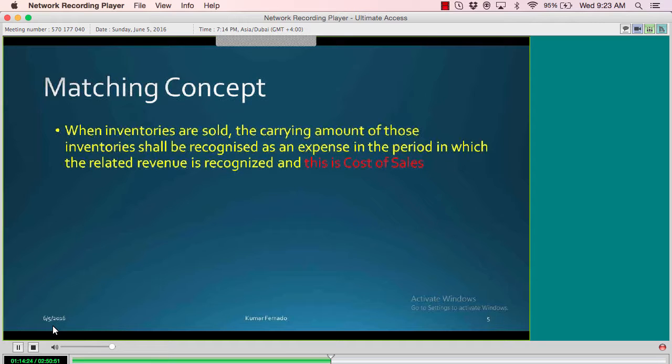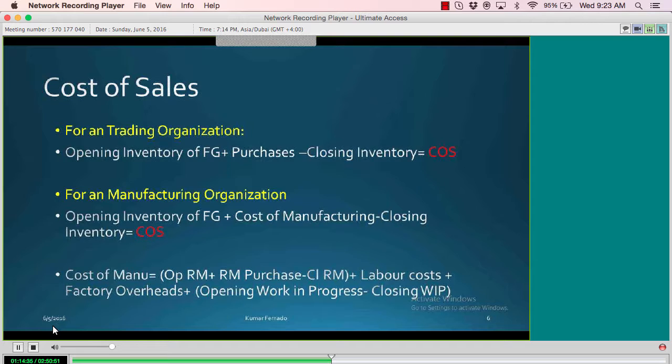So, as I said, every sale must be matched with a cost. You can never have a sale without a cost. And that is what we do, the matching concept of matching revenue and cost of sale. For a trading organization, as I said, opening inventory plus purchases minus closing inventory. For a manufacturing organization, it's opening inventory plus cost of manufacturing minus closing inventory. And we discussed the manufacturing account. The cost of manufacturing is opening raw materials plus raw material purchases minus closing raw materials. This is direct materials plus labor cost.